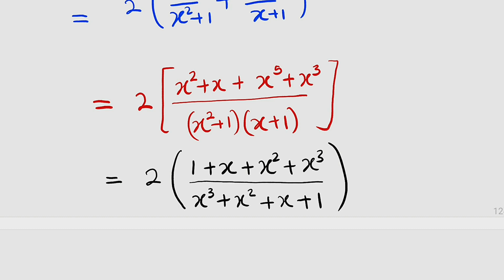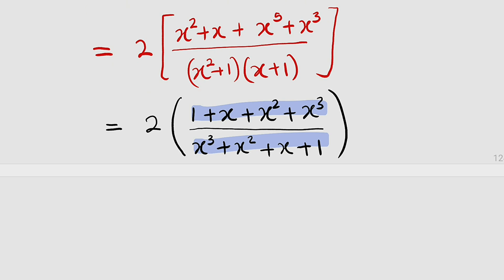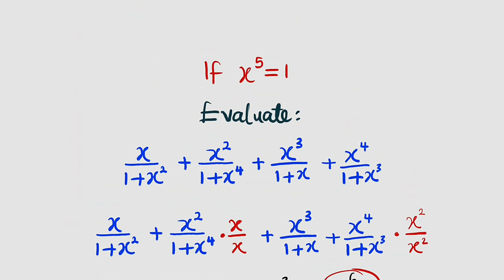Observe, both numerator and denominator are exactly the same: 1 plus x squared plus x to the power of 3. It is the same thing as 1 plus x squared plus x to the power of 3. So if you divide them, you're going to obtain exactly 1. So this will cancel this automatically. All we have is 2 times 1, which is equal to 2. This implies that the whole of this is equal to 2, provided that x to the power of 5 is equal to 1. And this is all I have for you today.